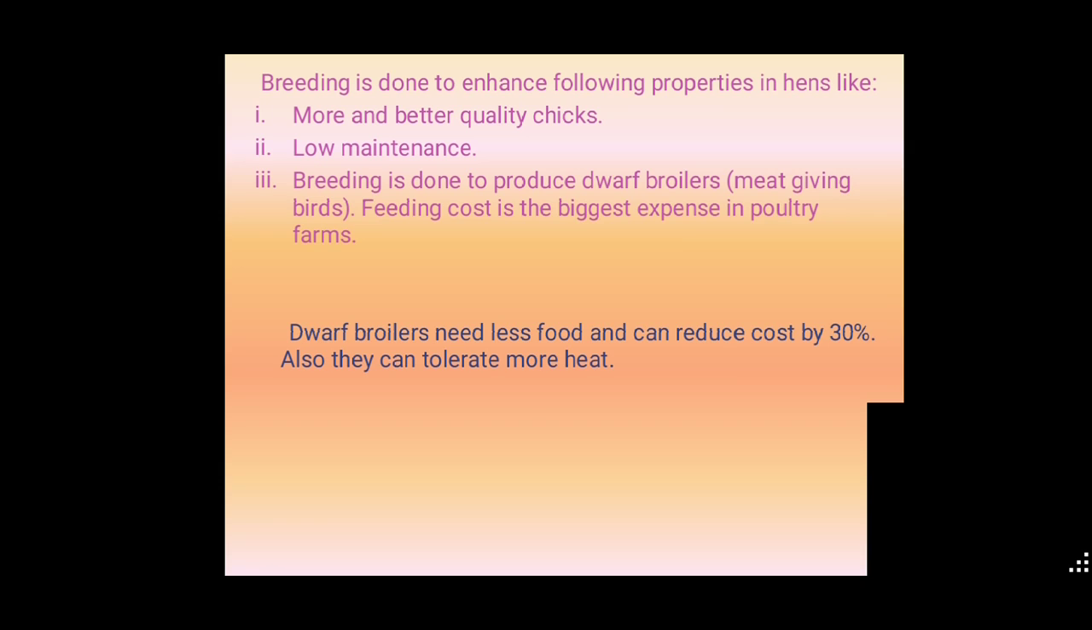Yes or no? Next, feeding cost is the biggest expense. Feeding cost is the biggest expense in a poultry farm. This is the limitation under poultry farming. Next, dwarf broilers need less food and can reduce cost by 30% also. They can tolerate more heat. Dwarf means small broilers need less food. They want only a small amount of food, and can reduce cost by 30%. They can also tolerate high temperature or more heat.